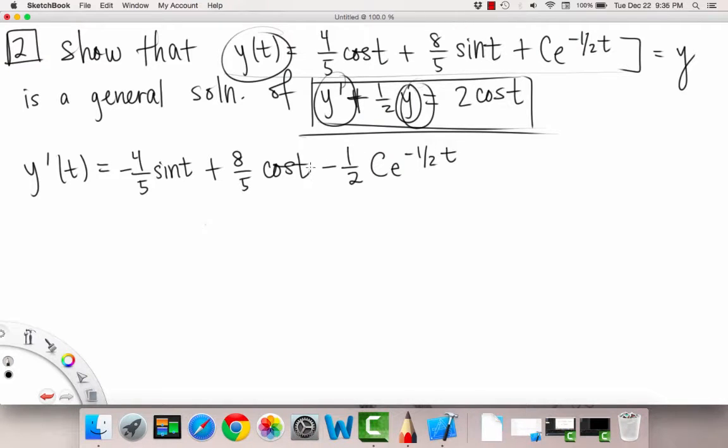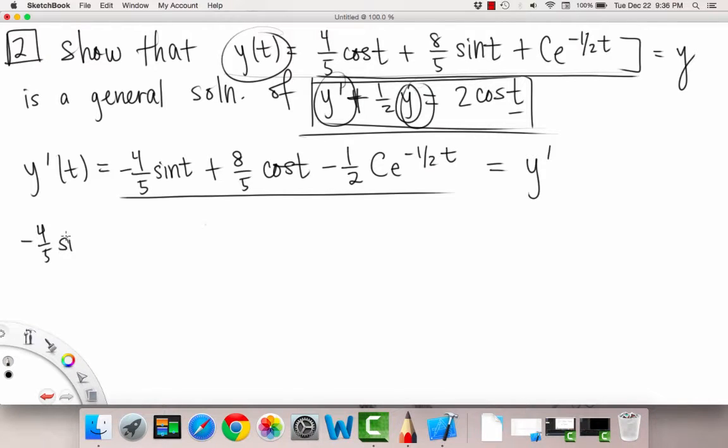Okay, so we get this for our first derivative, and this is equal to our y prime, right? So now we have our y prime, this whole long thing, and we have our y, which is this whole long thing, and we just have t, which is just going to be a t anyways. Alright, so let's plug that in. We have y prime, we're going to do that first, so negative 4 over 5 sine t plus 8 over 5 cosine t minus 1/2 c times e to the negative 1/2 t. Okay, so all of this thing that I'm putting in parentheses right now, that is our y prime. This is going in this spot here, okay?